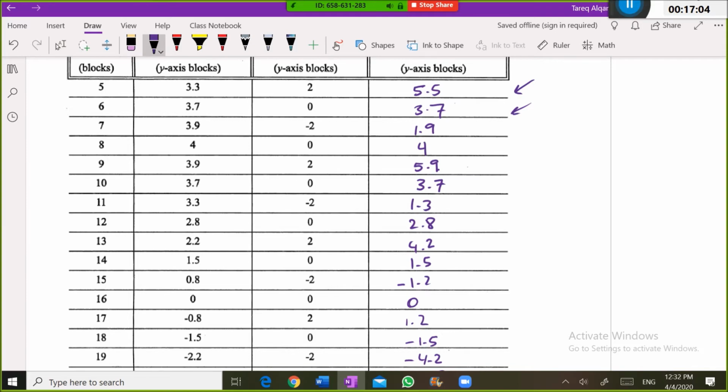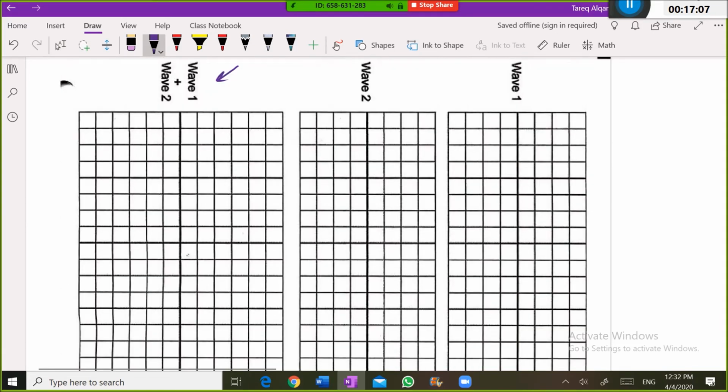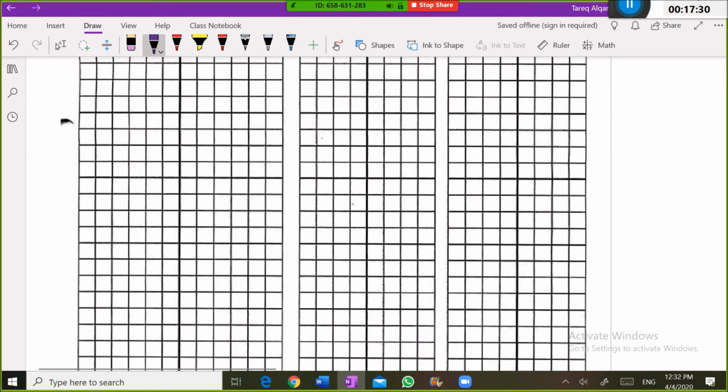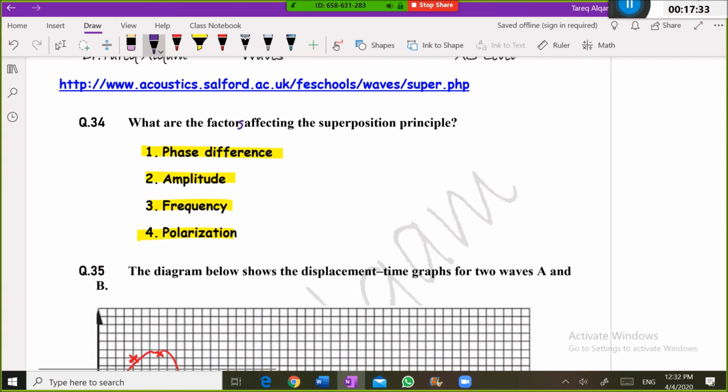Let me show you something graphically. After we finish drawing and adding the resultant waves, I want to ask you to draw the first wave, draw the second wave, and draw the resultant. The superposition principle depends on these four things: phase difference, amplitude, frequency, and polarization, right?